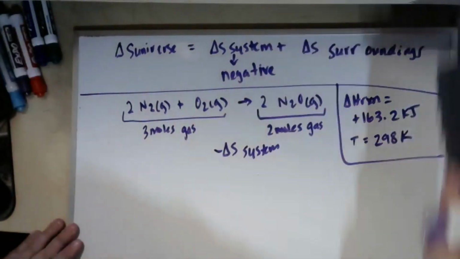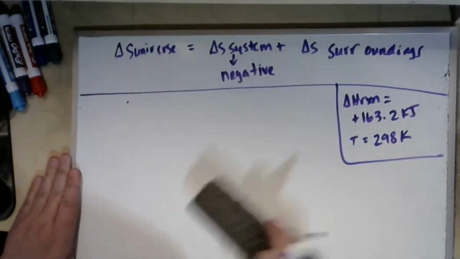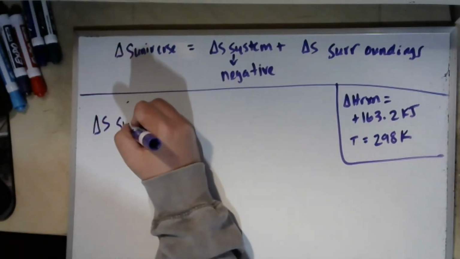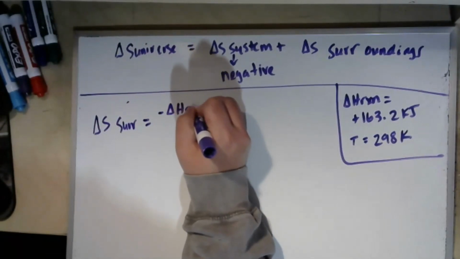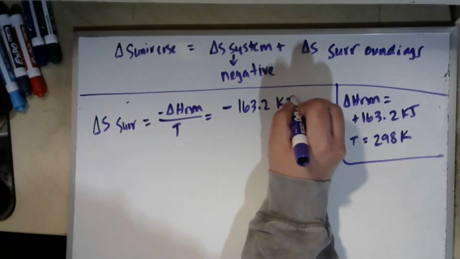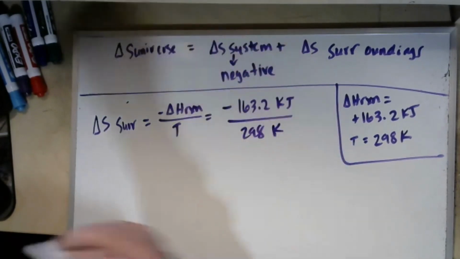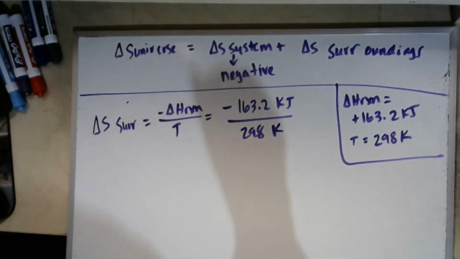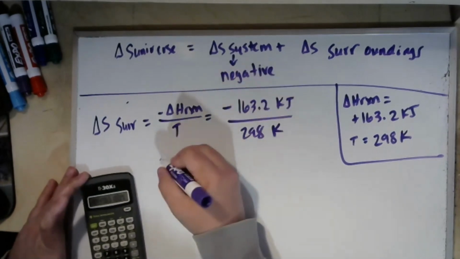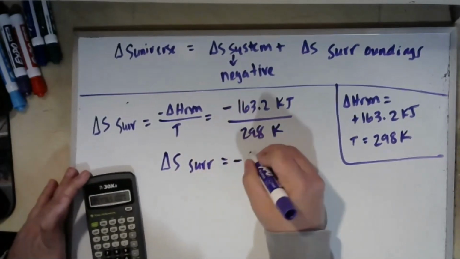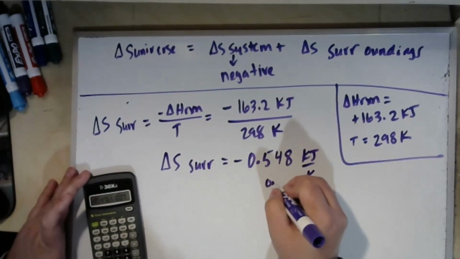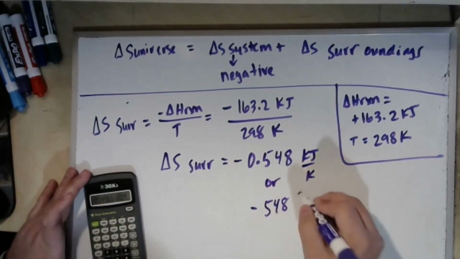Let's check out our surroundings. We have our formula, negative delta H reaction over T. So here we have negative 163.2 kilojoules over 298 Kelvin. Okay, so we're going to end up with the delta S for our surroundings is going to be negative 0.548 kilojoules per Kelvin, or negative 548 joules per Kelvin.